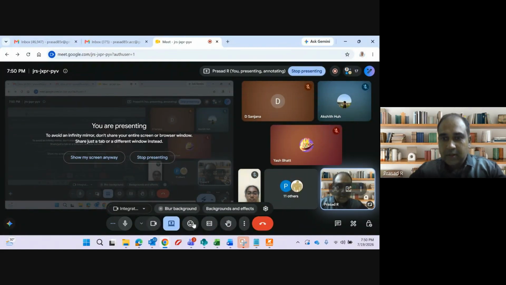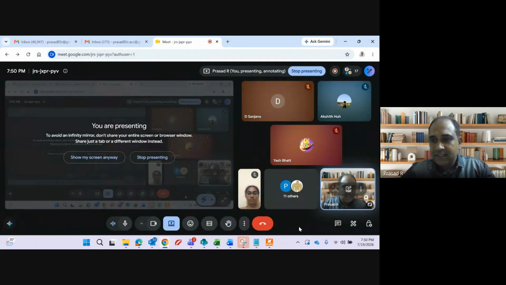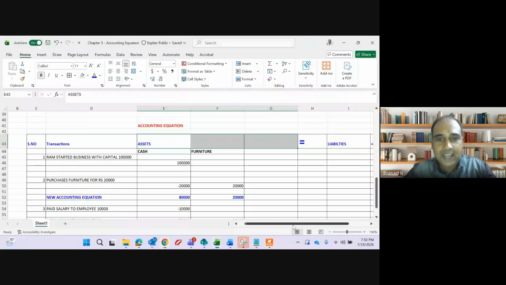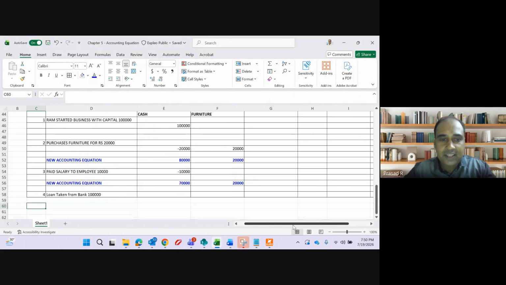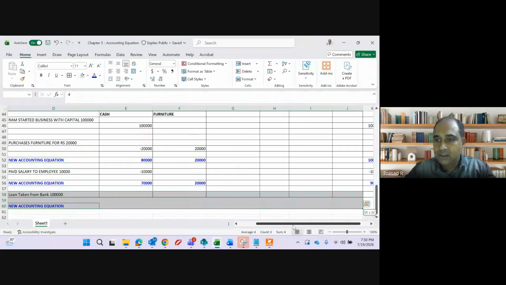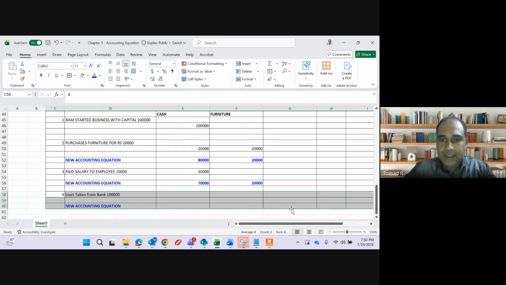Sorry, guys. So the two accounts involved: one is the bank account, because the loan will come into my bank account. I am taking a loan for 1 lakh rupees. So my bank account will increase by 1 lakh rupees. And the second account which will be impacted is which account? Bank loan. I will get a liability called bank loan.